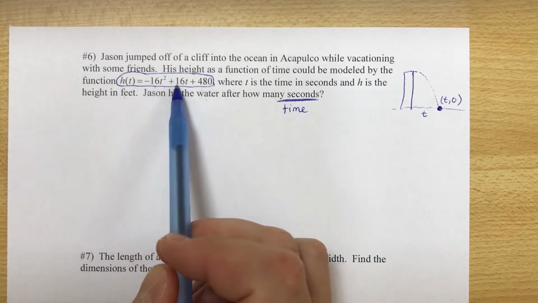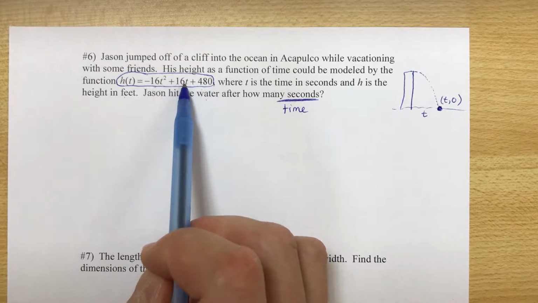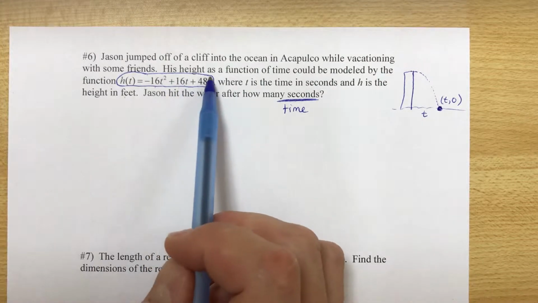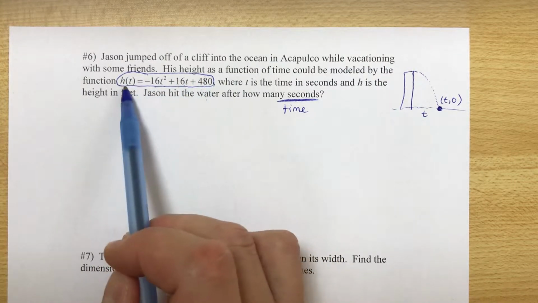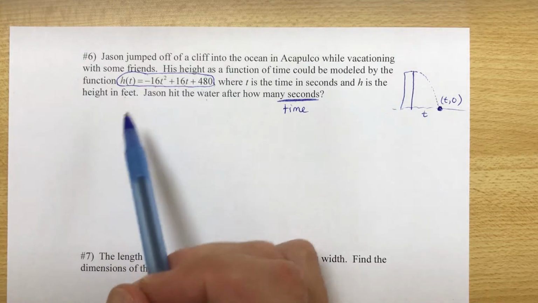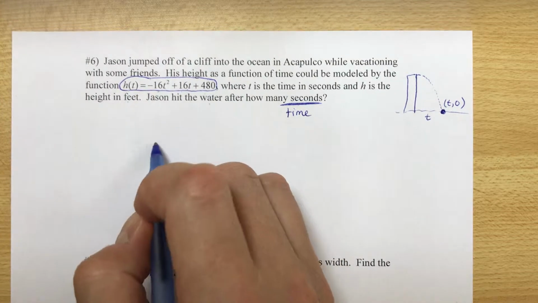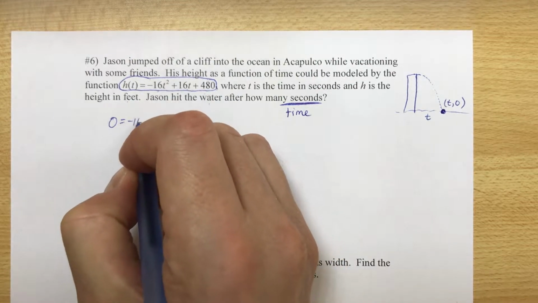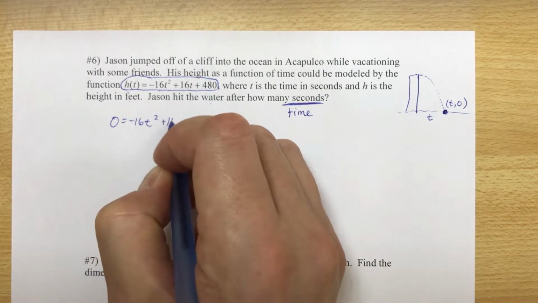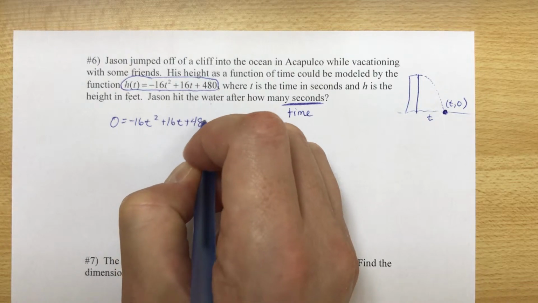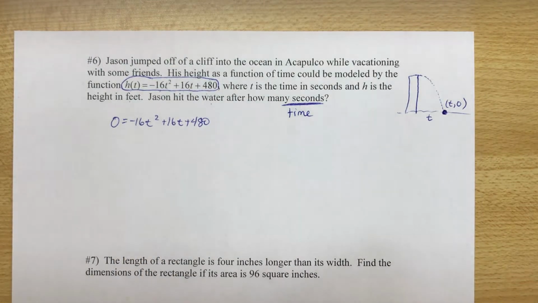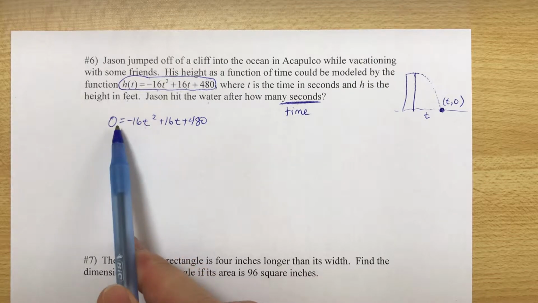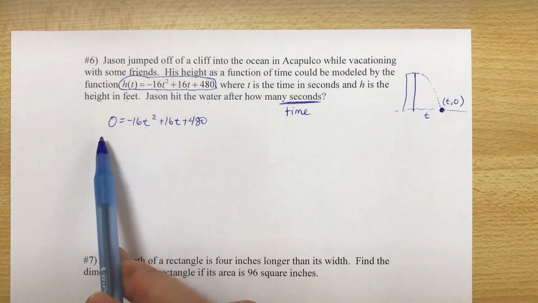So we're going to take this function. Now, instead of plugging in numbers for t, we could do that and kind of guess, but what we're trying to find out is when is the height 0? When is the outcome 0? So I'm going to write an equation here. 0 equals negative 16t squared plus 16t plus 480. And now we want to solve it. We want to find out what value for t gives us a height of 0.